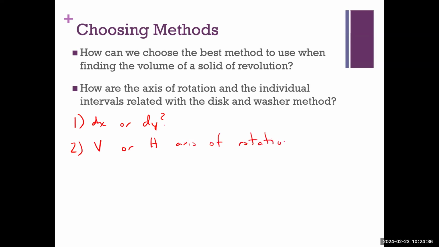So given that those are the 2 questions you have to answer, how many different possibilities are there for setting this up? Should be 4, right? Either I have dx or dy rectangles, or I have a vertical line of rotation or a horizontal line of rotation. So let's just talk about all four of them.